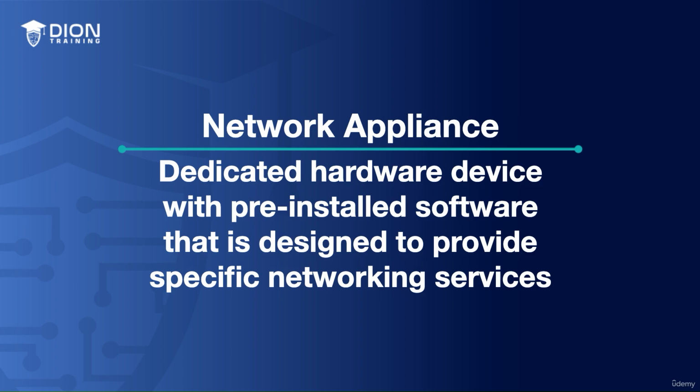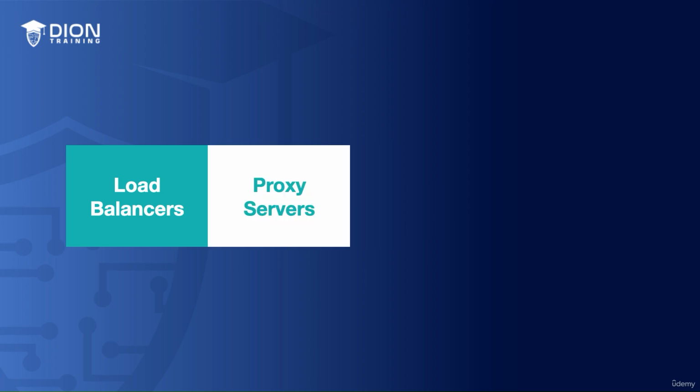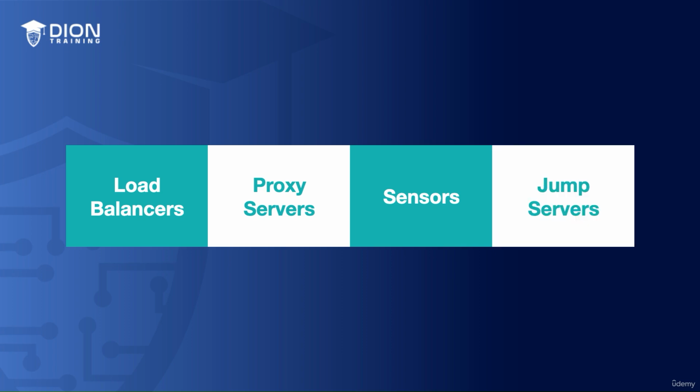So remember, network appliances are dedicated hardware devices with pre-installed software that's designed to provide specific networking services. Load balancers will distribute network or application traffic across multiple servers to optimize their performance and prevent any single server from being overloaded. Proxy servers will also act as an intermediary between your clients and your servers to manage the data flow and offer enhanced levels of security and content control. Sensors are tools or devices that monitor various physical or network conditions to provide real-time data for system optimization and security. Jump servers or jump boxes are secured intermediary platforms that administrators can use for accessing devices across different security zones within a given network.